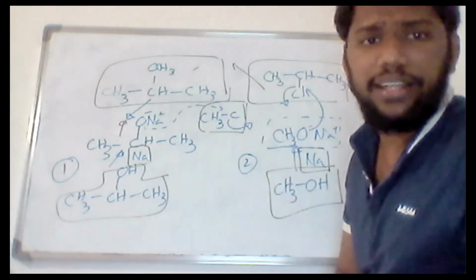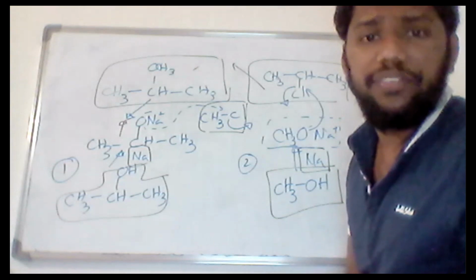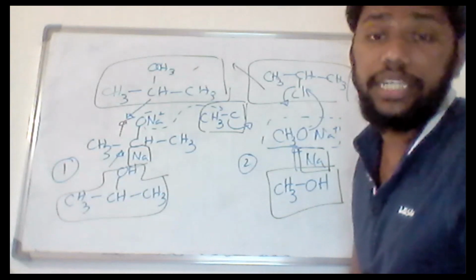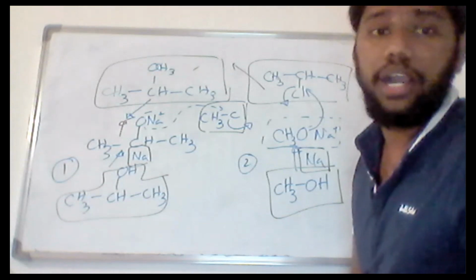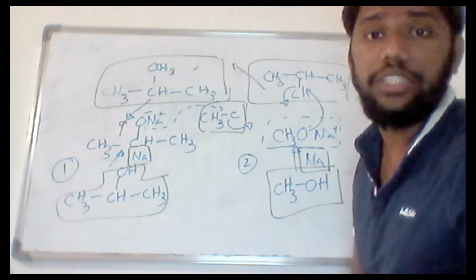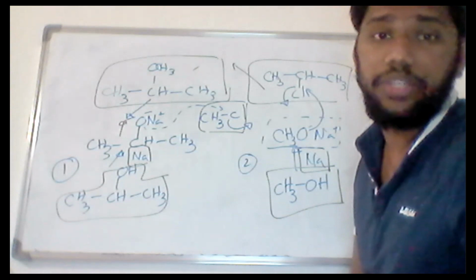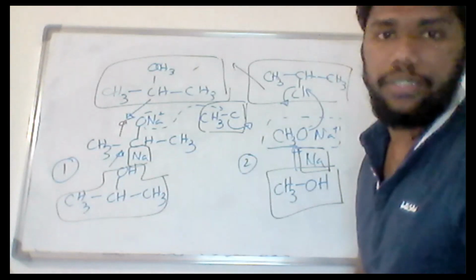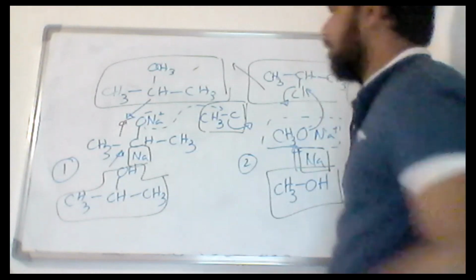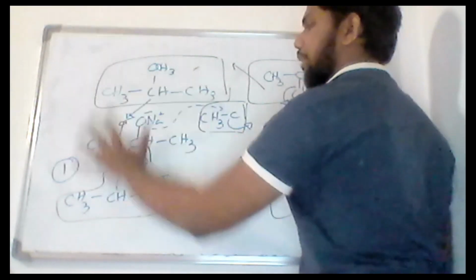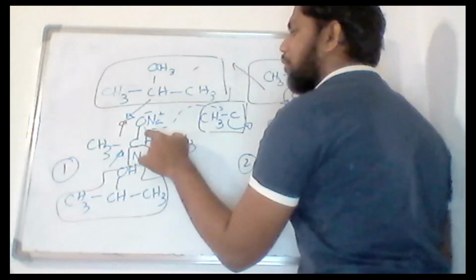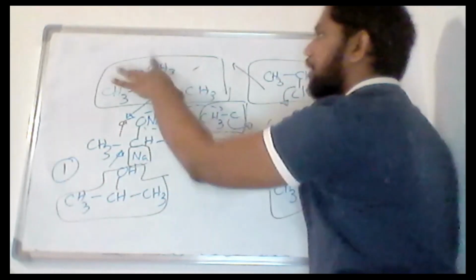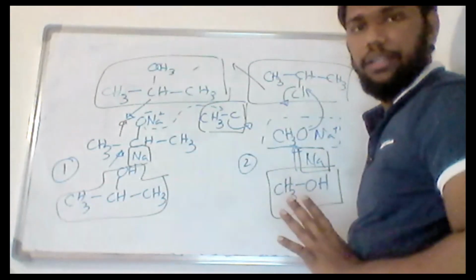The second question asks, one of the above pathways will result in the formation of another compound in addition to X. Identify the reactants involved in this pathway and write the structure of Y. So let's see what is going to happen. This is a nucleophile, and this nucleophile will attack this alkyl halide to form this ether, right?